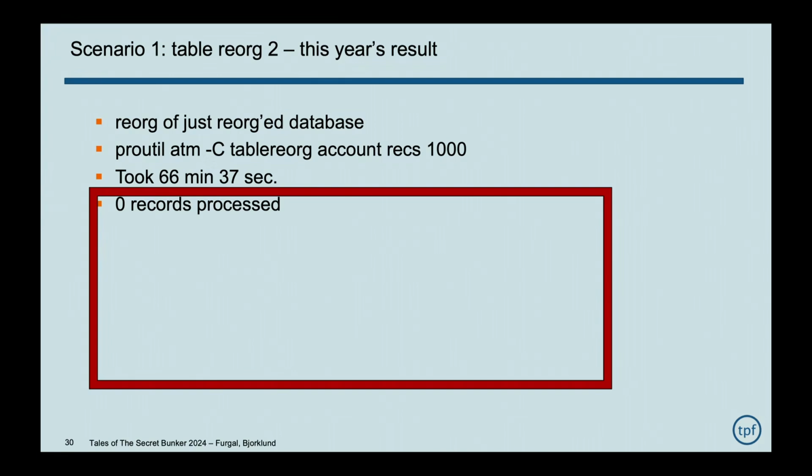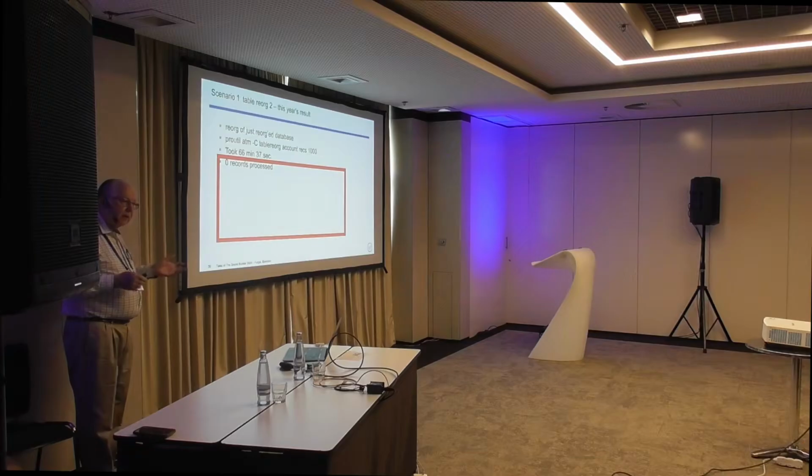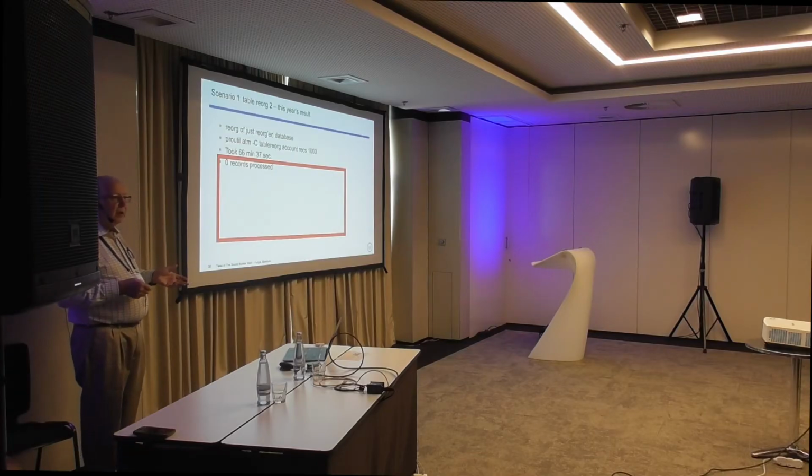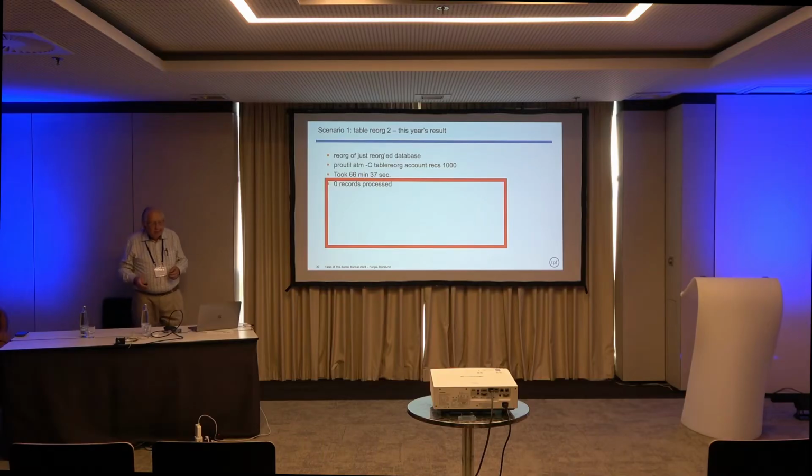And then if you run the same test a second time, now when it's reorging a reorg database, you get 0 records processed, which is what you're supposed to get. So there was something else that was causing extra work when you did the second reorg, which changed between last year's version and this year's version. But since I don't have access to the bug database, I can't go look and see what that was.